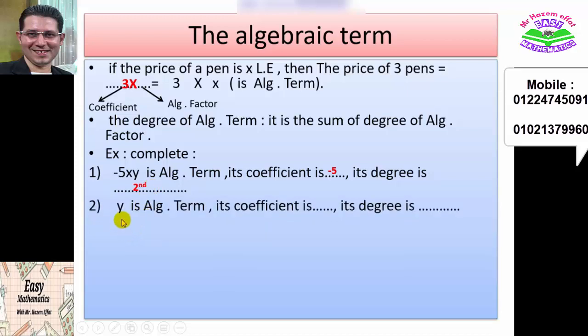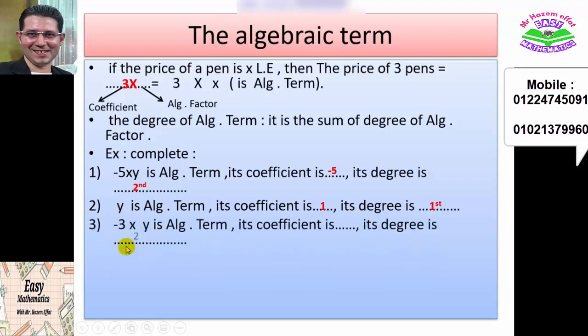Another exercise, we have here y as an algebraic term. Its coefficient: we don't have any number beside the y. Also, when we don't have any number, it is considered as 1, because 1 multiplied by y is equal to y. So the coefficient here is equal to 1. And the degree, we take the power above the y, it is also 1, so it is of the first degree.